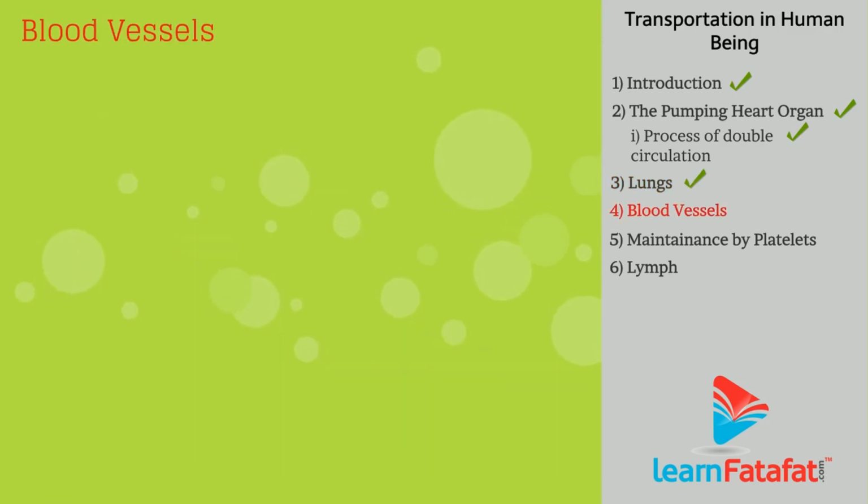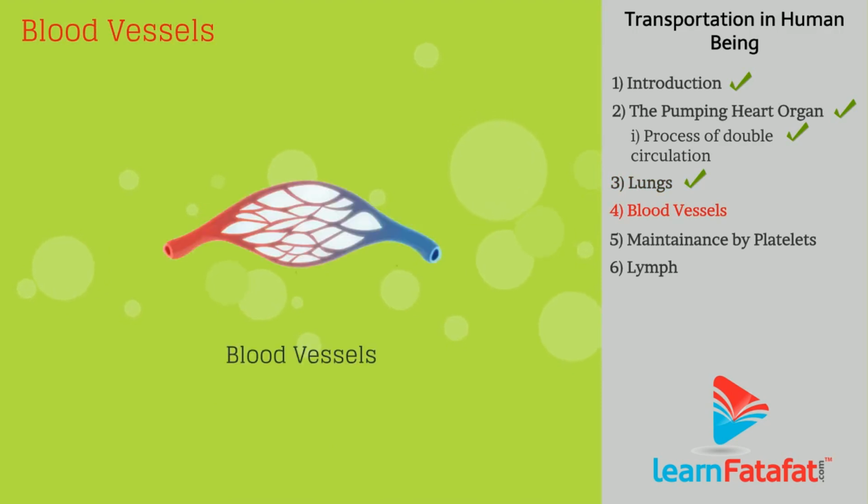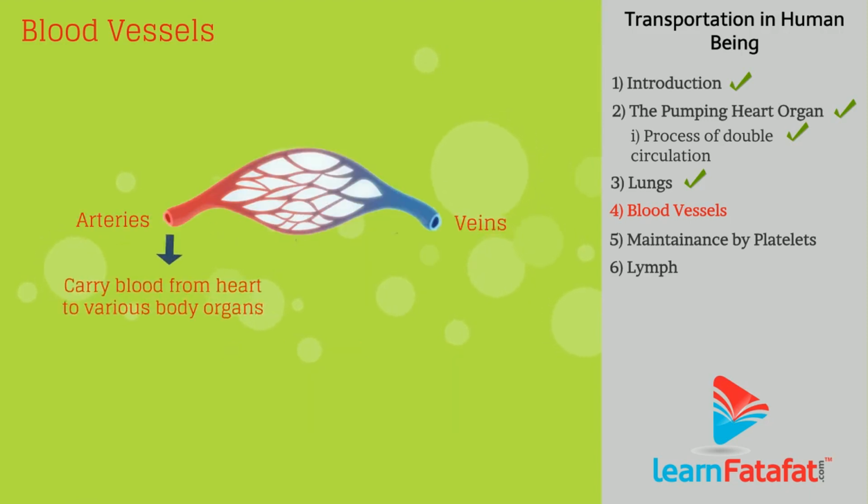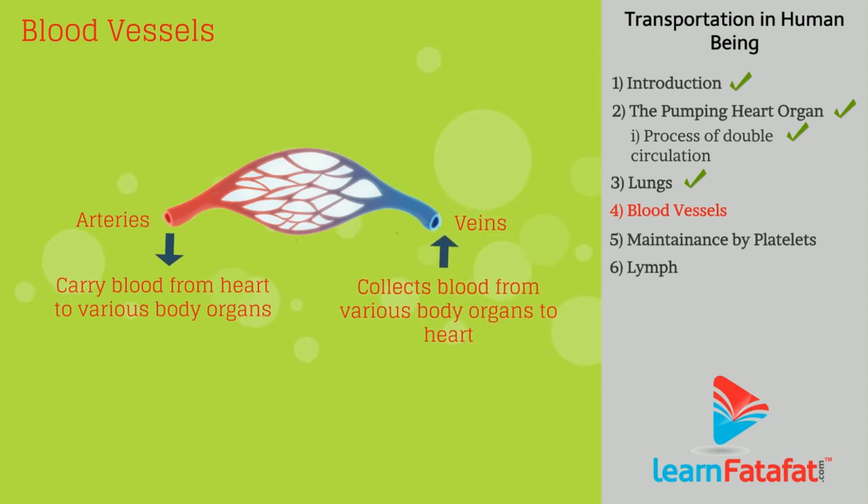Blood vessels. Blood is carried by blood vessels. Two types of blood vessels are arteries and veins. Arteries carry blood from heart to various body organs. Veins collect blood from various body organs and bring it into the heart.